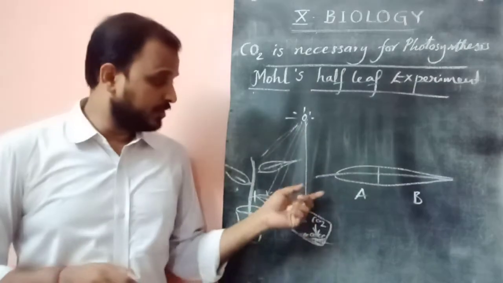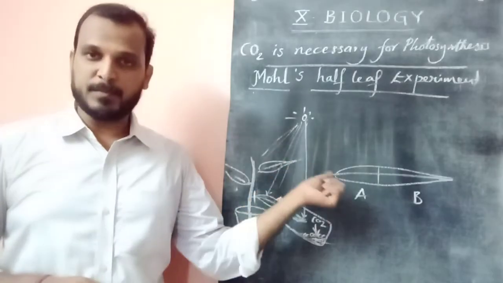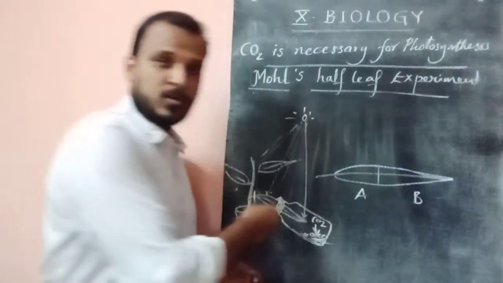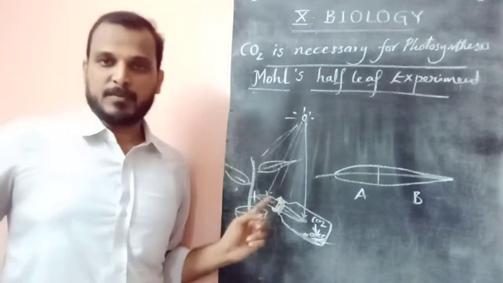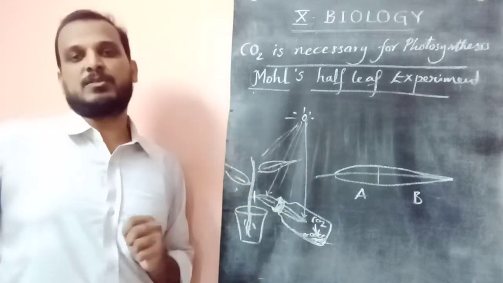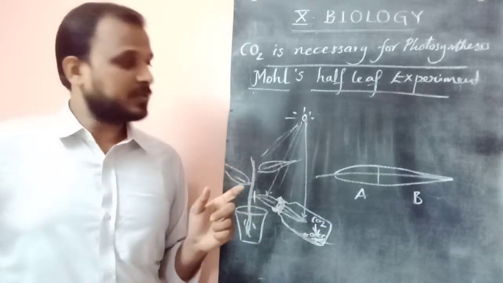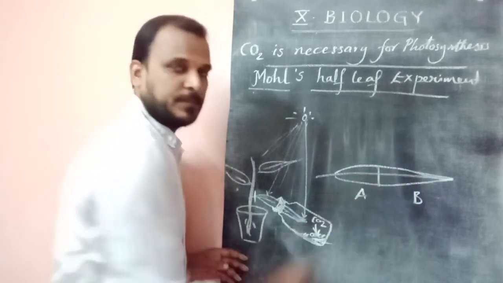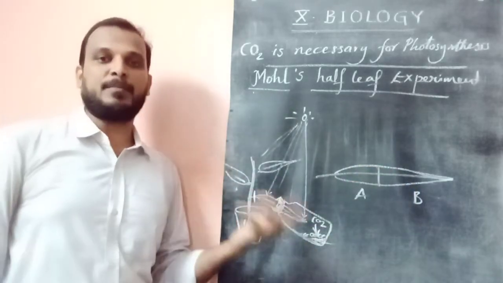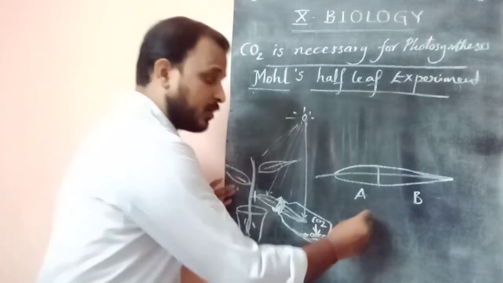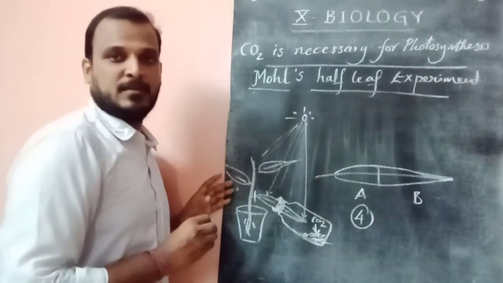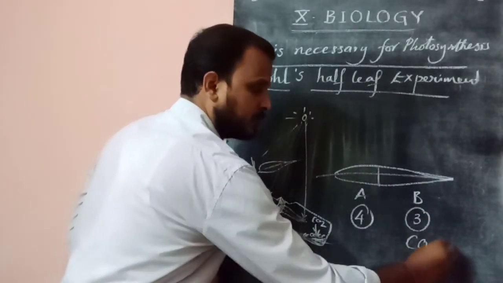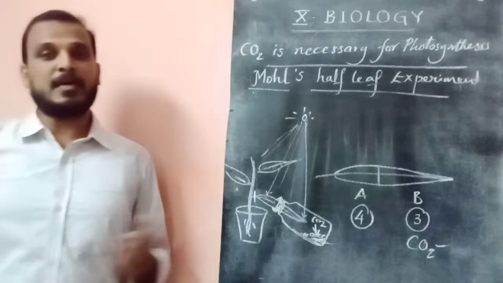Dear children, this is the leaf which is taken out, detached from the plant after 5 to 6 hours of sunlight exposure. And I gave an imaginary line here as part A and part B. Part A is outside the bottle, part B is inside the bottle. Part A got all the 4 required factors and part B got only 3 required factors except CO2. So let us see whether starch is prepared or not.